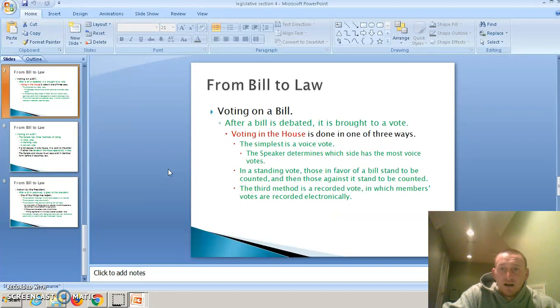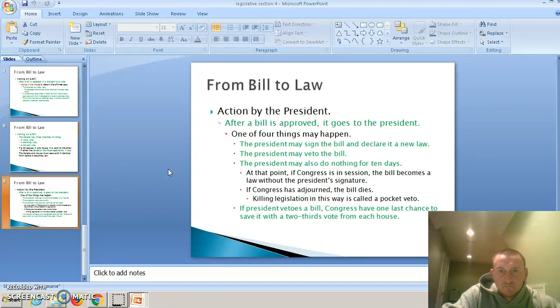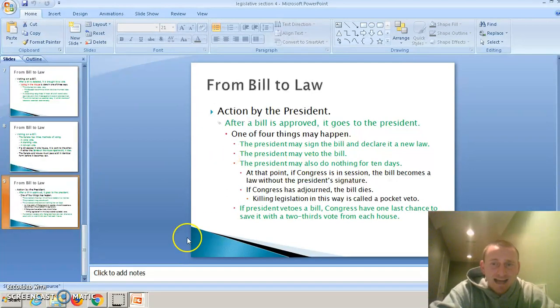After a bill is debated, they do a vote. These are the different types of voting. There you go. Look at them. Know them. There you go. If a bill is approved in both the House and the Senate, the president can do 3 things. I would know these 3, 100%. I guarantee I ask you these on your test. The president can sign it, he can veto it, or do nothing for 10 days. See ya. That is all of the legislative branch.